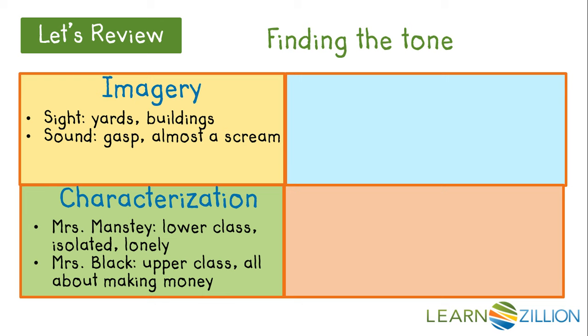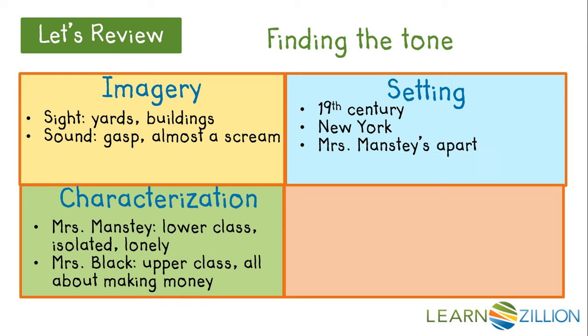A third part of identifying the tone is through the setting. We know that Mrs. Manstey's View takes place in 19th century New York, when there were stark differences between the social classes. It is clear that these class issues play a role in the plot. It helps us understand why Mrs. Black and Mrs. Manstey treat each other the way they do. Another part of the setting is Mrs. Manstey's apartment. She stays in her apartment, looking outside her window, admiring the yards of the upper class.